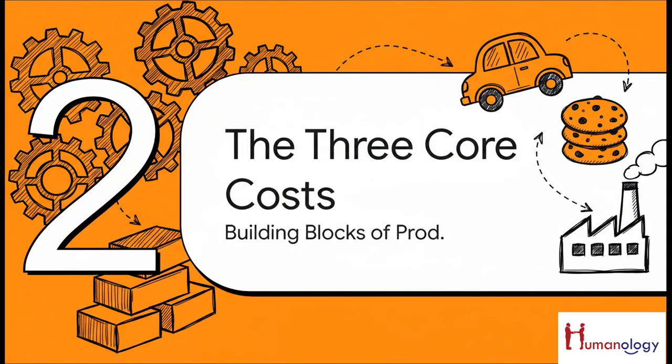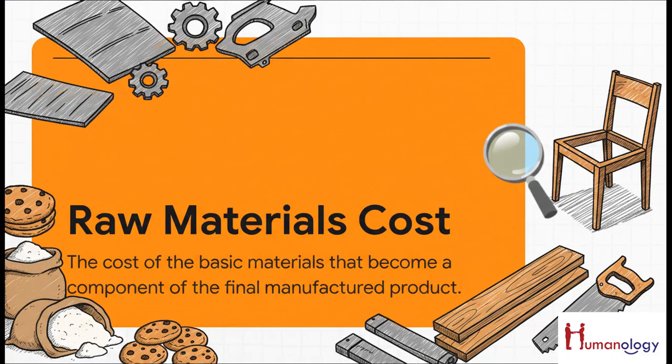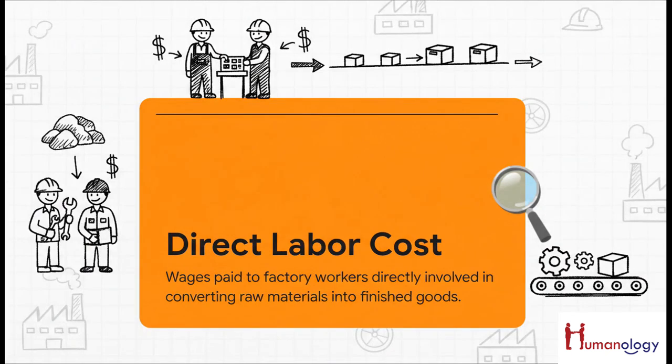Okay, so now that we know why we need this account, let's dig into what actually goes into it. Think of these as the fundamental building blocks of production. Every single thing that gets manufactured, I don't care if it's a supercomputer or a simple cupcake, is made up of these three core costs. First up, and it's the most obvious one, is the cost of your raw materials. This is the actual physical stuff that becomes your product. It's the wood for a table, the cotton for a t-shirt, the cocoa beans for chocolate. It's the core ingredient.